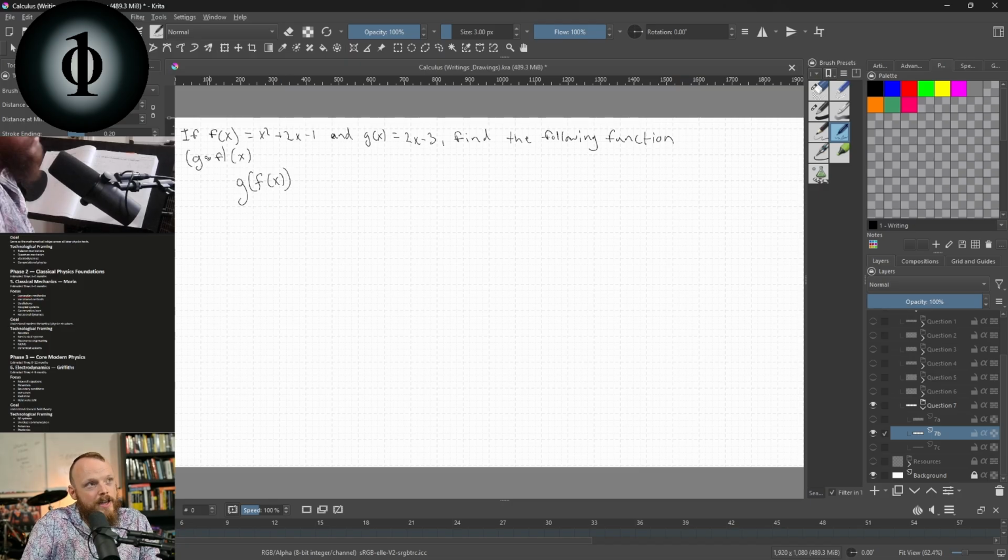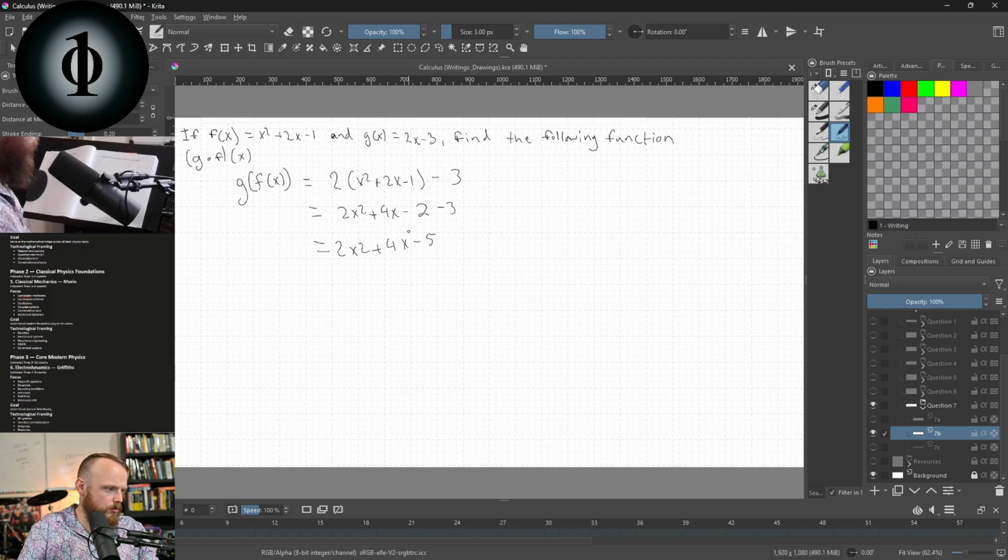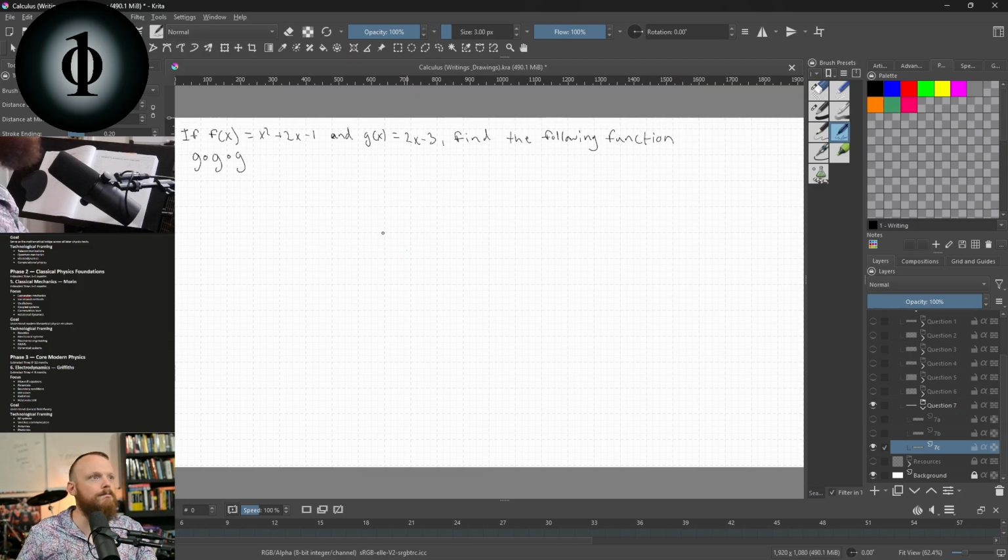I can actually show that too. How do you type that, little guy? All right. So 2 times x squared plus 2x minus 1 minus 3 is equal to 2x squared plus 4x minus 2 minus 3. 2x squared plus 4x minus 5. Got that. Okay, what's C say?